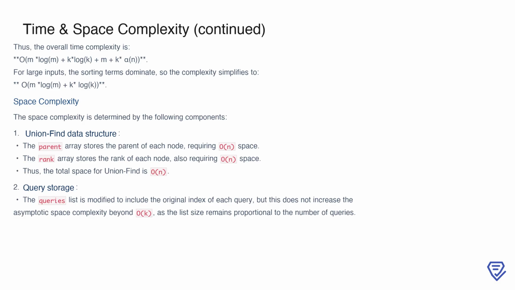Next, let's analyze the space complexity. Starting with the union find data structure, it uses two arrays, the parent array to store the parent of each node and the rank array to store the rank of each node. Both of these arrays require O(n) space, where n is the number of nodes. For the queries, we modify the queries list to include the original index of each query for output alignment. However, this does not increase the asymptotic space complexity, as the size of the list remains proportional to the number of queries, contributing O(k) space.